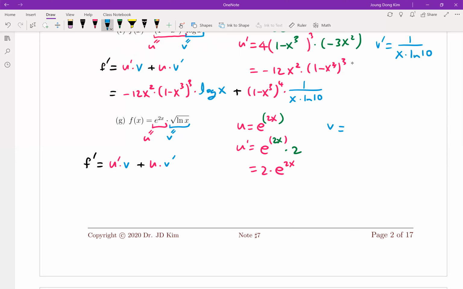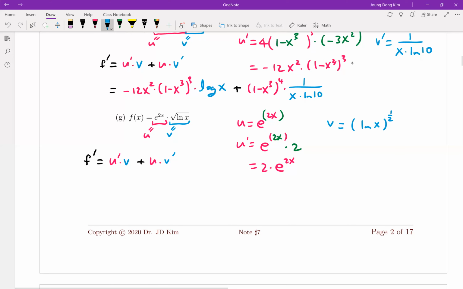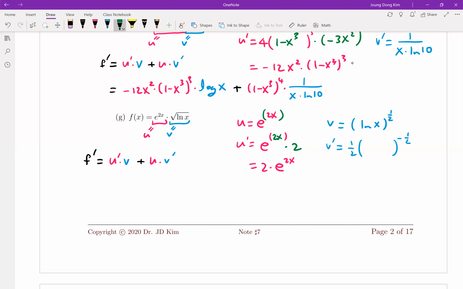What about the second one, function v? Let me write it in power function form, then you can easily realize that power 1/2 is your first layer, the outside function, and ln(x) is your inside function. Then we can do the chain rule again. V prime is equal to 1/2 and minus 1, because 1/2 minus 1, right? And there's the inside function, which is ln(x). Then we have to multiply by its prime. That's it.